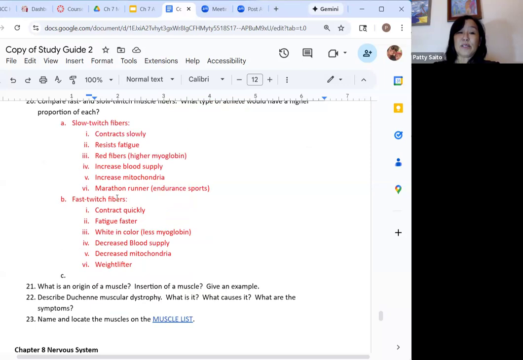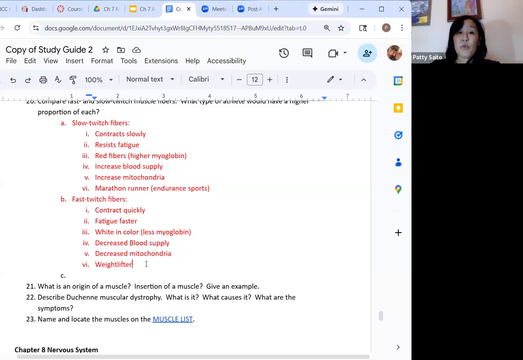The other one are fast twitch fibers. They contract very quickly, but they fatigue very quickly because you don't have as much myoglobin. You don't have as much blood supply there, capillaries in there, which carry oxygen, less mitochondria. They appear white in color because you don't have the myoglobin in the blood supply. All right, so they're white.